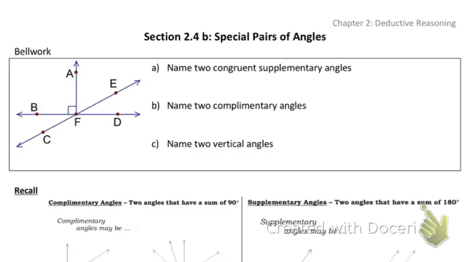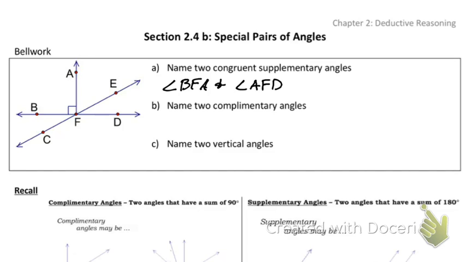What size are these angles if they are supplementary and they are congruent? So they're the same size and they add to 180. They're each 90 degrees. So that's why I picked the only two 90-degree angles that were there, and that's angle BFA. Nope, that's an E. And angle AFD.